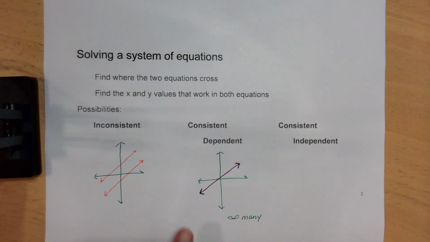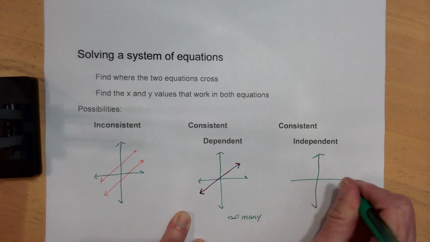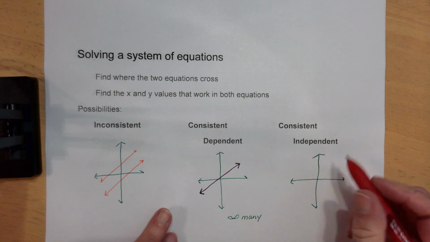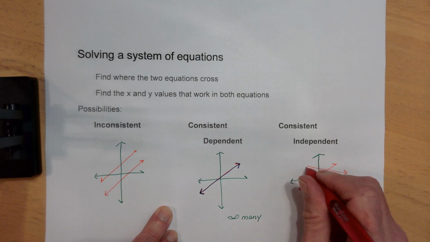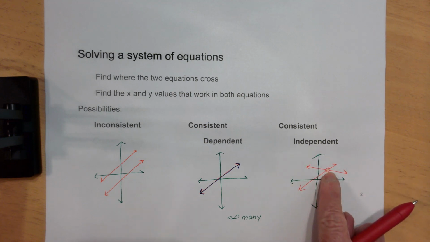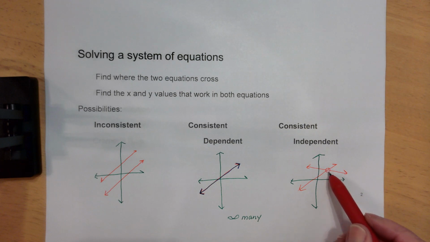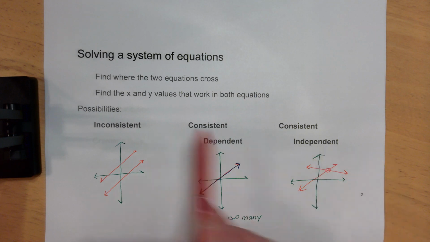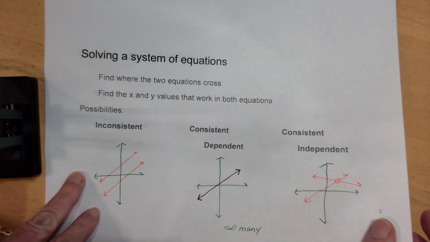You also have a third possibility, which is where we did most of our work, where you have consistent and independent. That means that you have two lines that cross at one location, so they have one point in common. That x and y right there is the point they have in common, and if you graphed it, you could solve it that way. Or if you did elimination or substitution, you're finding the x and the y that actually work in both equations. So let's work on some of these.